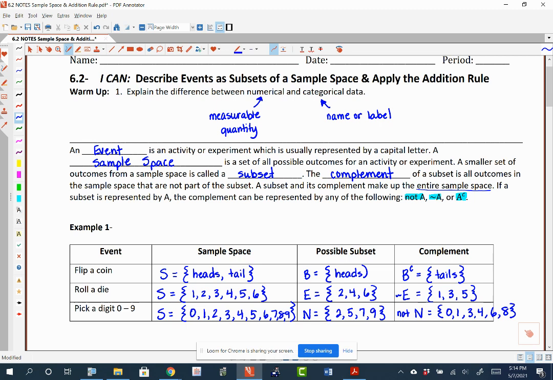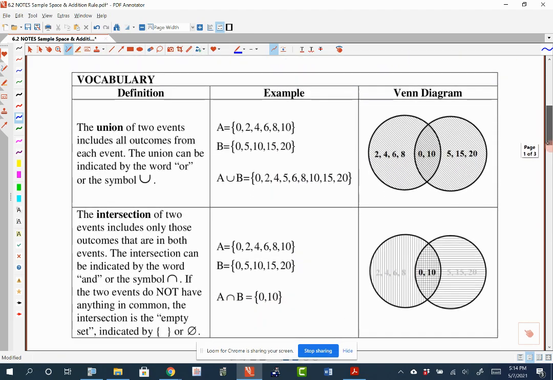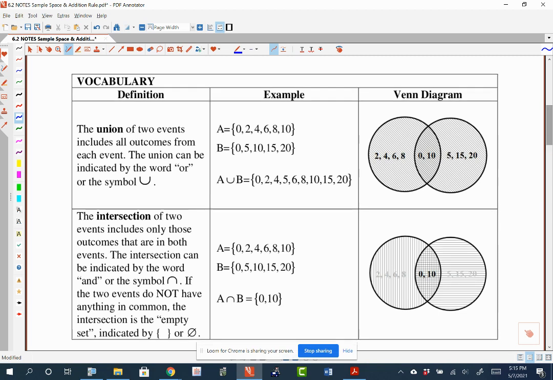So hopefully that vocabulary makes a little sense. If not, please let me know and we can try and look at some more examples. But let's look at some more vocabulary. In this next box, we have a definition of what's called a union. So a union of 2 events includes all outcomes from each event.